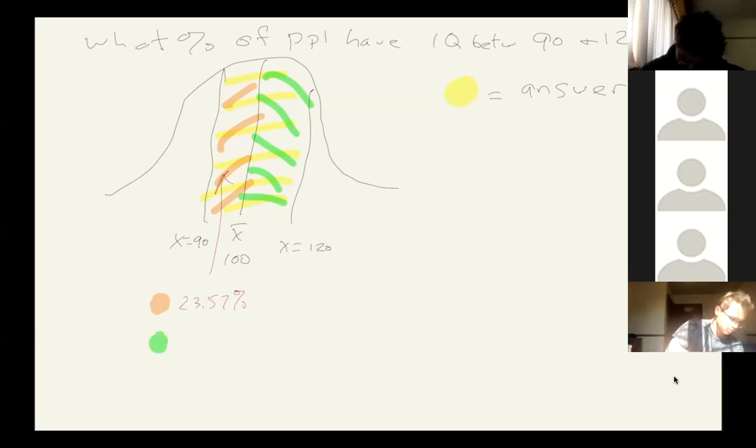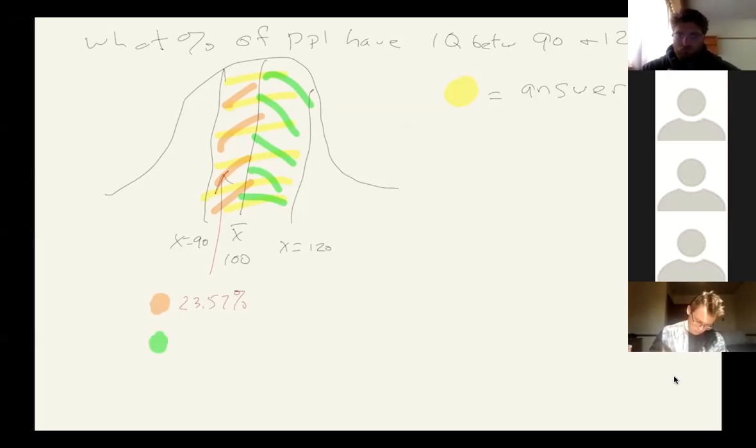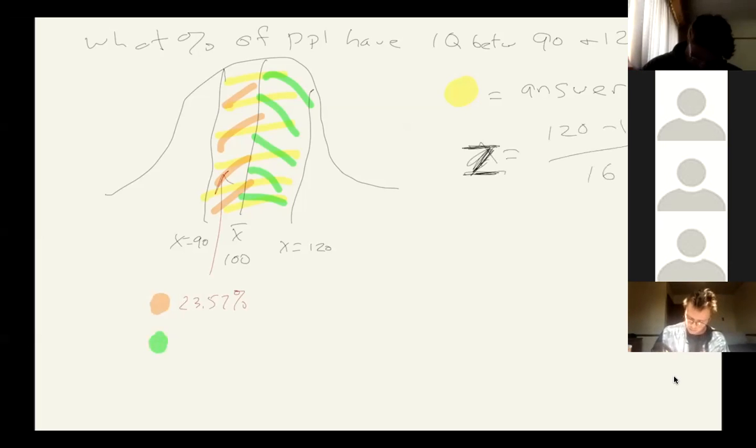Now the green area, do we already have that number from another problem? I don't think we do. In any case, it's not that hard to do. We're going to get z equals 120 minus 100 over 16. So z is equal to what? 1.25. Yep, 1.25. Thanks, Elijah.